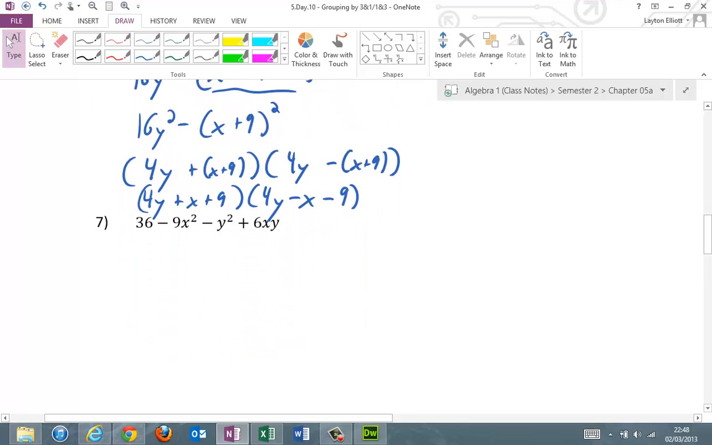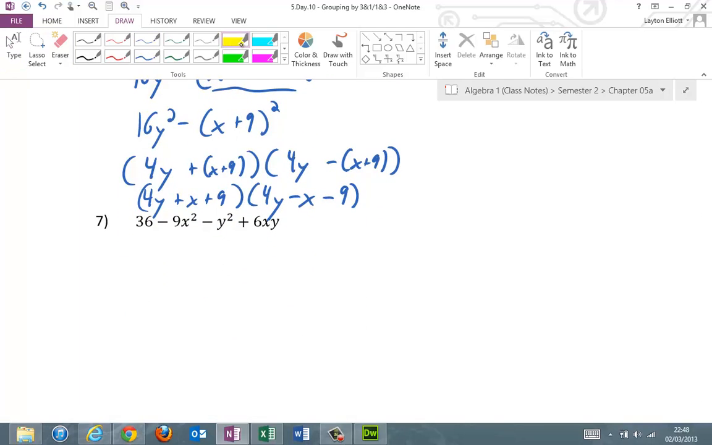Okay. Number 7. See if you can predict this now. First step, look for 3 perfect squares. 36 is a perfect square. 9x squared is a perfect square. Y squared is a perfect square. 6xy is not a perfect square. Okay, next. Look to see what's the one that doesn't have the perfect square. Where did it come from? I see an x and a y, and I see a 6.